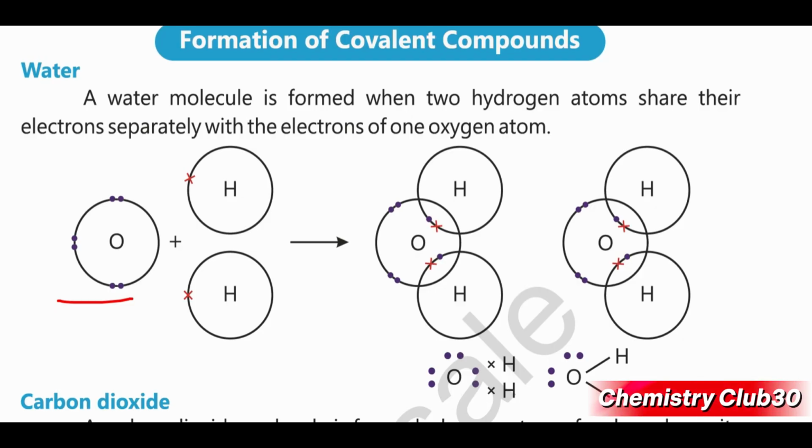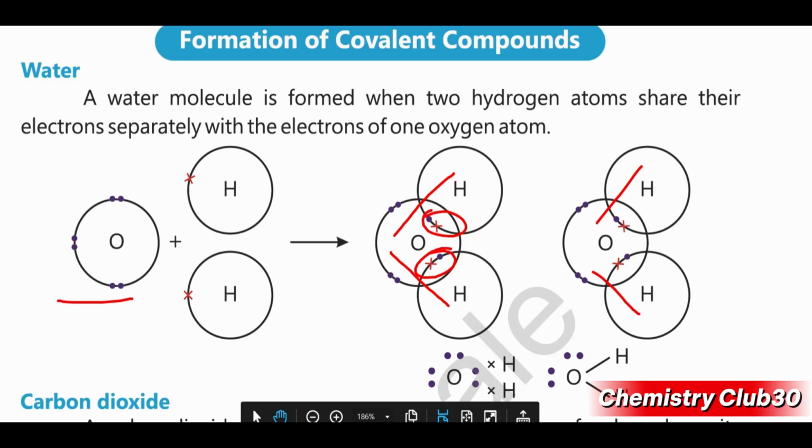In this case, this electron pair is shared between this oxygen and hydrogen, and this electron pair is shared between this oxygen and hydrogen, and the water molecule is formed in which oxygen has made two covalent bonds, one with this hydrogen atom and the other with the other hydrogen atom.